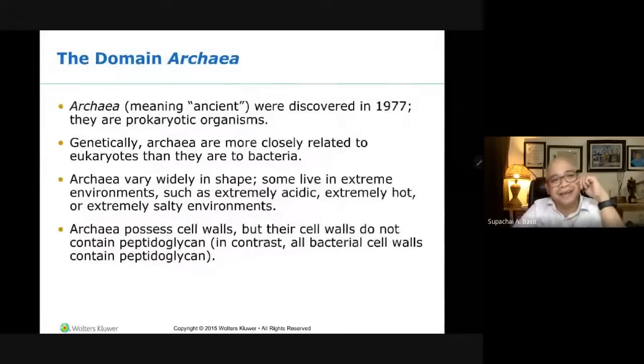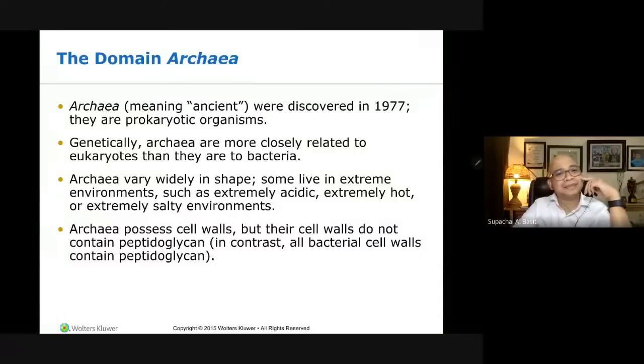Now let's talk about the Archaea. The term Archaea means ancient, and they were just discovered in 1977, and they are still considered prokaryotic organisms. Now, genetically, Archaea are more closely related to eukaryotes than to their bacterial counterparts. And Archaea vary widely in shape, and they live in extreme environments: extremely acidic, extremely hot, or extremely salty environments. So Archaea possess cell walls, but the cell walls do not have peptidoglycan, unlike the true bacteria, which have peptidoglycan in the cell wall.